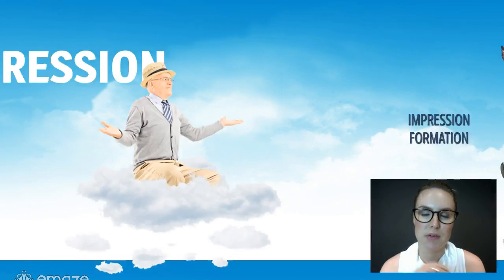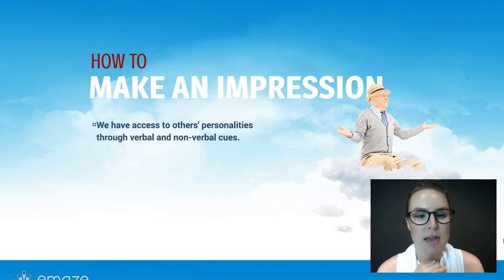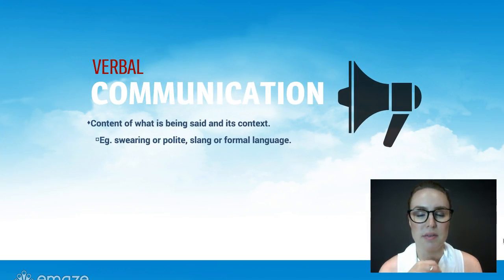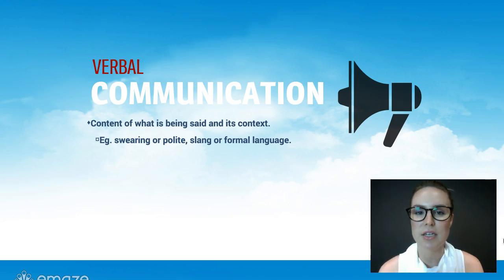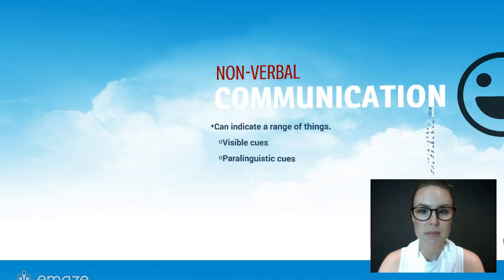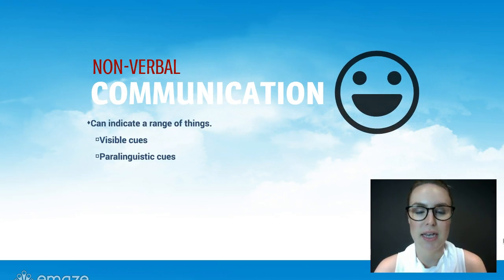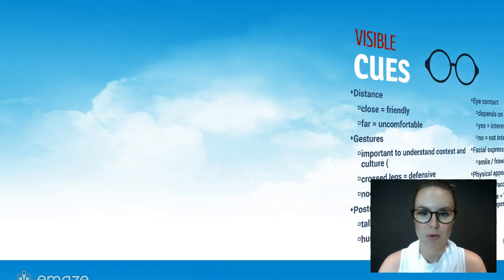So let's start with impression formation, so how impressions are formed. Now we have access to others' personalities through verbal and non-verbal cues. Some verbal cues, or verbal communication, is the content of what is being said and its context. So your verbal communication can involve things like swearing or being polite, using slang colloquialisms, or being quite formal. And your non-verbal communication can indicate a range of things.